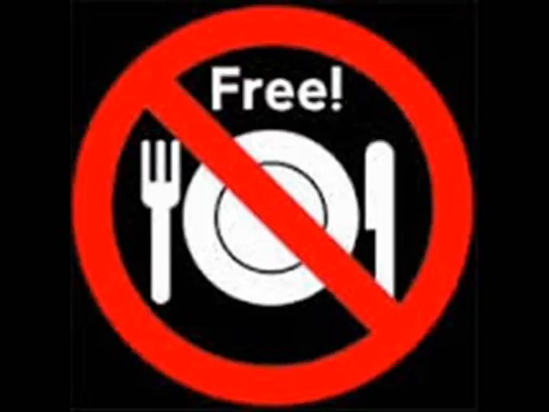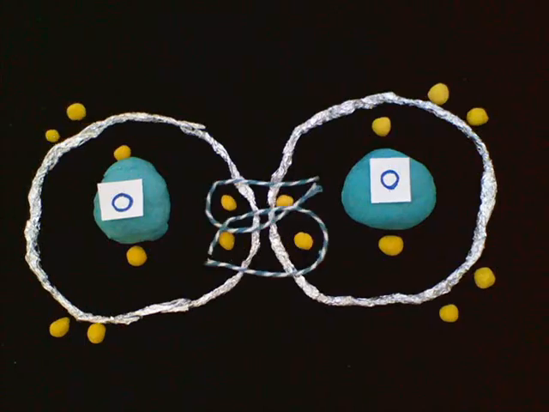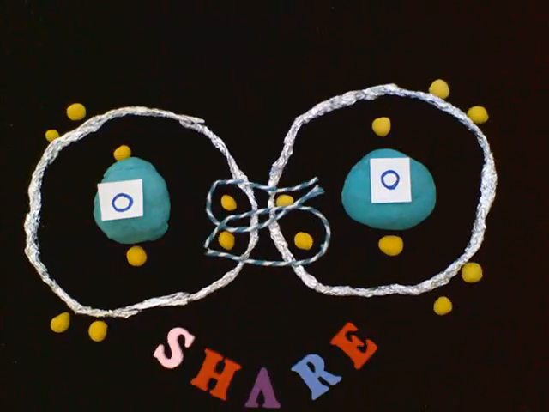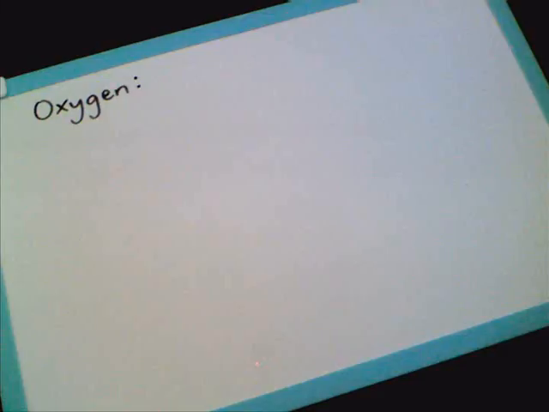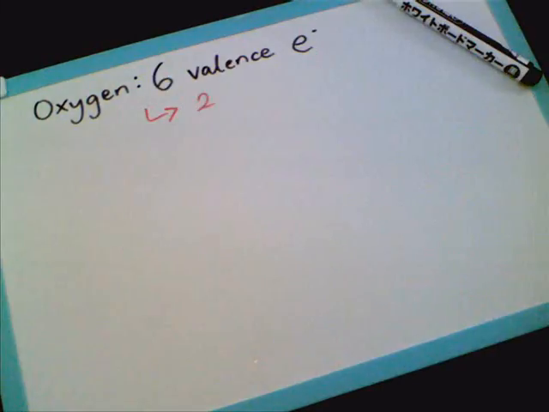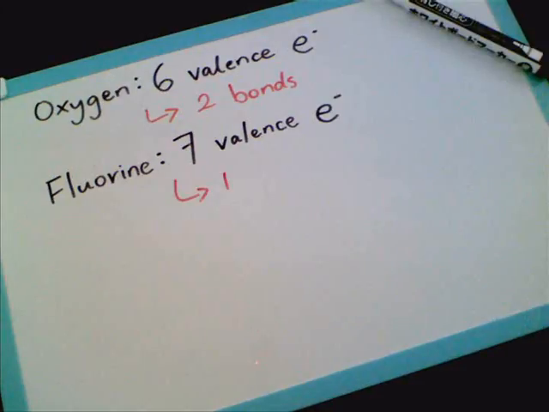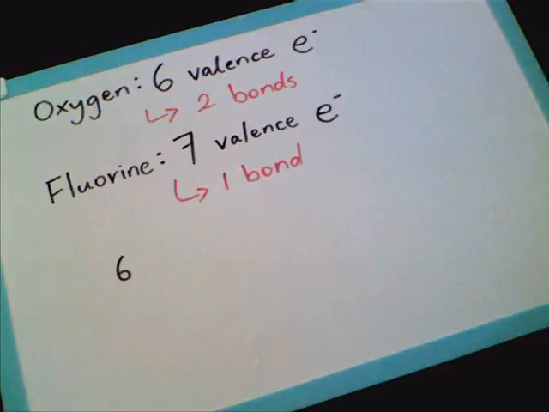So in the situation where there are no free electrons around, they decide to share their electrons with each other in order to make both of them happy or more stable. Oxygen atoms have 6 valence electrons and they form a double bond with each other. Fluorine atoms, on the other hand, have 7 valence electrons and they form a single bond with each other. Do you see the pattern now?